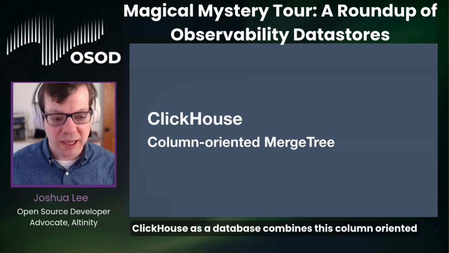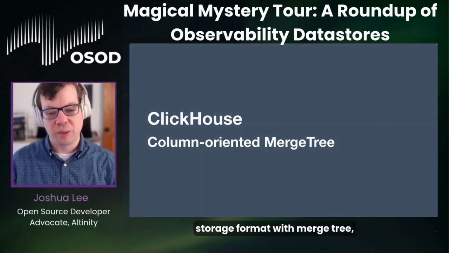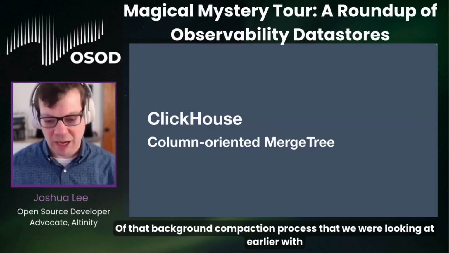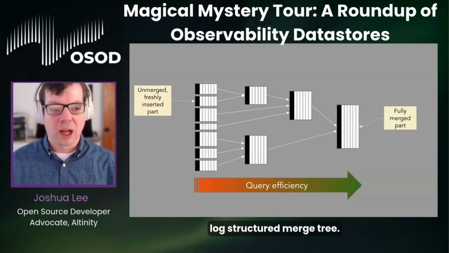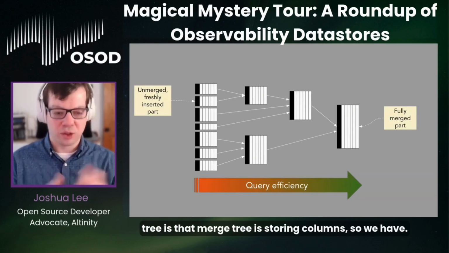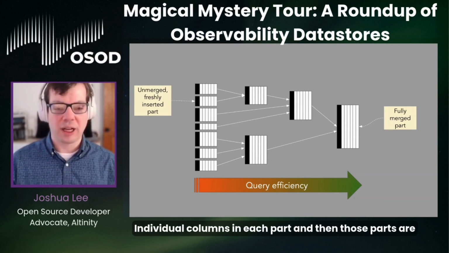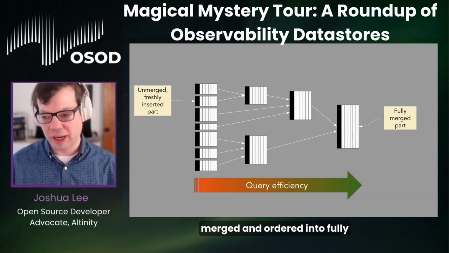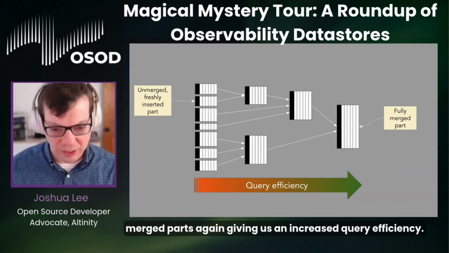ClickHouse as a database combines this column-oriented storage format with MergeTree, which is its specific implementation of the background compaction process that we were looking at earlier with log-structured merge tree. The main difference between MergeTree and log-structured merge tree is that MergeTree is storing columns. So we have individual columns in each part, and then those parts are merged and ordered into fully merged parts, again giving us increased query efficiency.